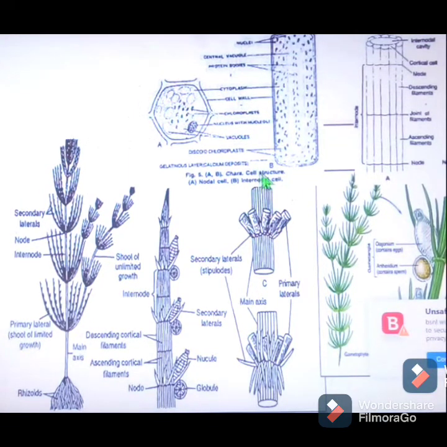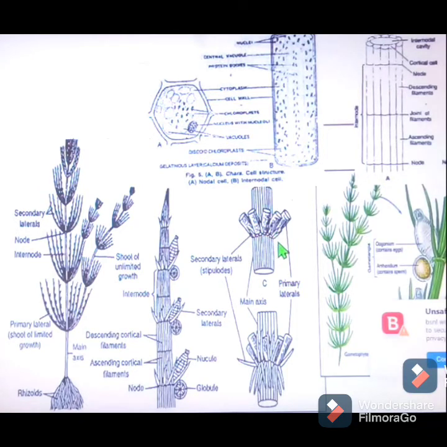So I will show you in this diagram. Suppose I take this branch here, this part here. This is the enlarged picture of this part. Now, if you take this, you can see at the node the structures which arise here are referred to as the secondary laterals or the stipulodes. So we have the primary laterals, these big ones here, but here you cannot see the small stipulodes or the secondary laterals, this one here. I hope you can see clearly in this figure.